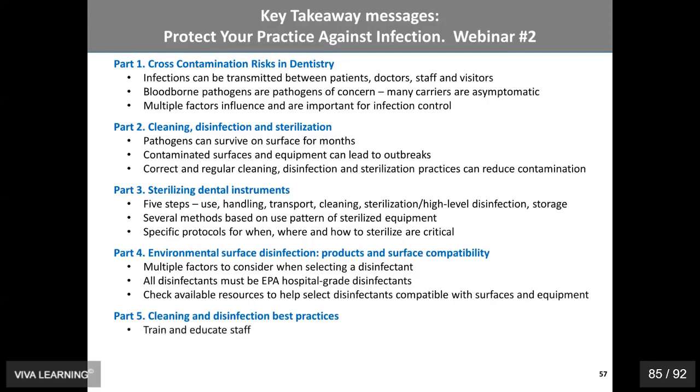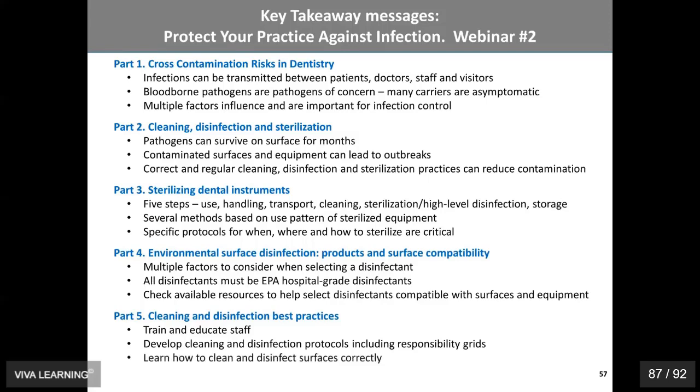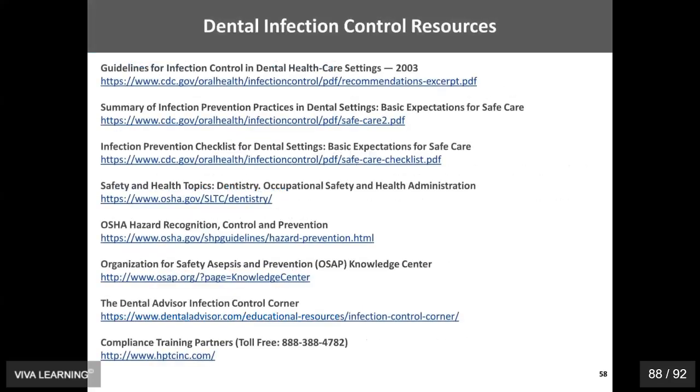Best practices involve training and educating staff. That's the only way everybody's going to be on the same page. It's just something we have to do on a regular basis, and obviously with all new employees. Develop protocols, written protocols, things like cleaning schedules, standard operating procedures. Make sure everybody is on the same page and doing the same thing the same way all the time.